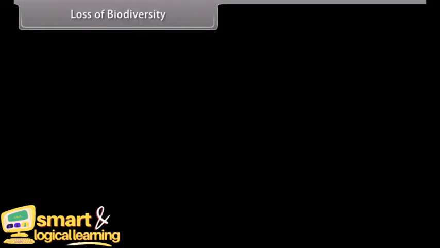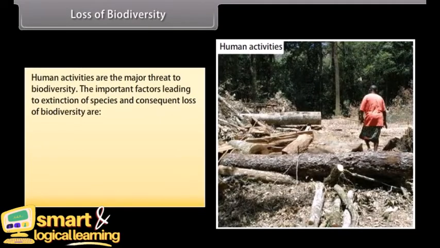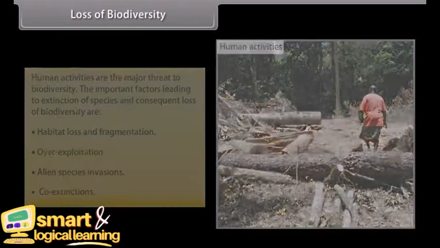Loss of biodiversity. Human activities are the major threat to biodiversity. The important factors leading to extinction of species and consequent loss of biodiversity are: habitat loss and fragmentation, overexploitation, alien species invasions, and co-extinctions.